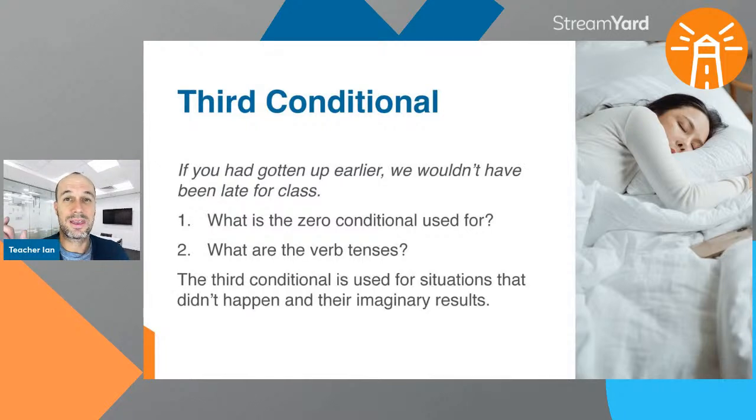We use the third conditional for situations that didn't happen, and then to talk about their imaginary results that would have happened in the present. It's confusing. Let me say that again. It's used for situations that didn't happen. So unreal, didn't happen. But what would have happened? Like, what would have happened if that other thing had happened?